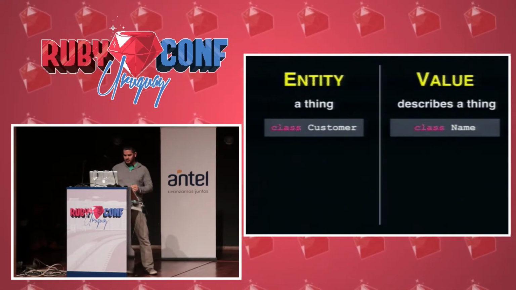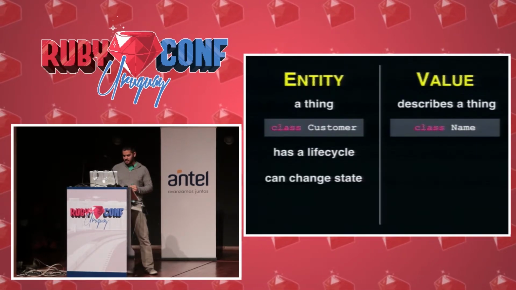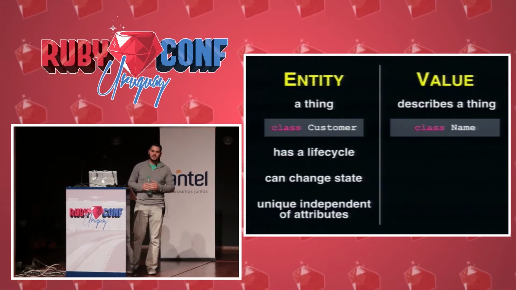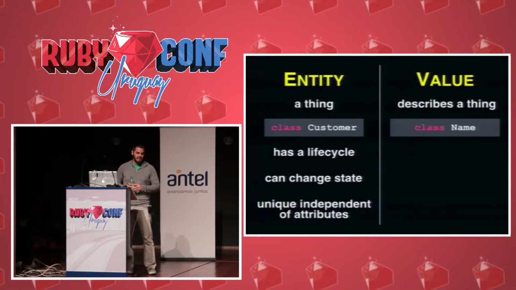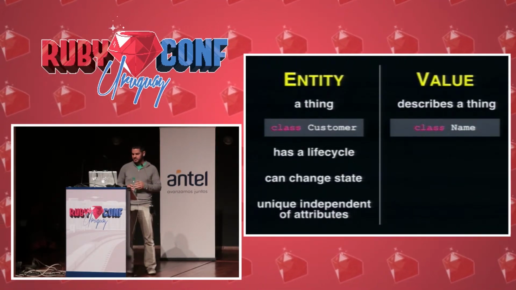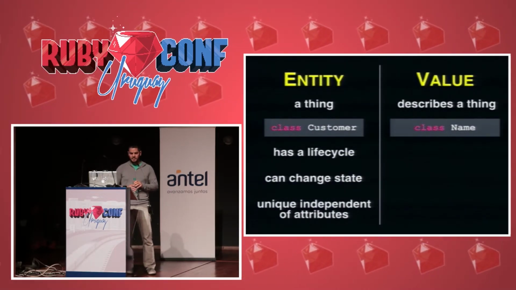So some of the attributes of an entity: it has a life cycle, it can change state, and it's unique, independent of attributes. To talk about that a little bit more, a customer could be active at one point, and then they could become deactive at another point. So it has a life cycle. Also, that represents state change. And it's also unique, independent of attributes.